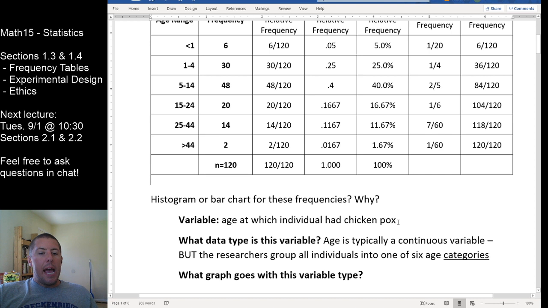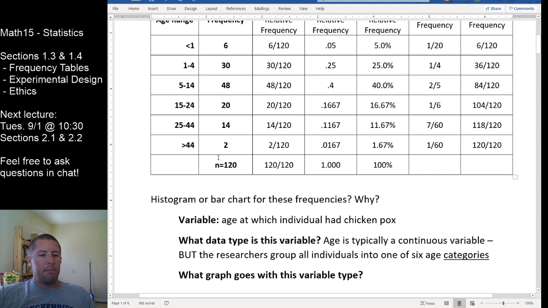Since we are talking about a categorical variable, then, we know that we are not making a histogram. Histograms are for numerical data. If we were truly collecting the actual year in which the person got chickenpox, if it was just your age in years, then I'd be making a histogram. Instead, because we are talking categories of ages, we are going to use a bar chart.